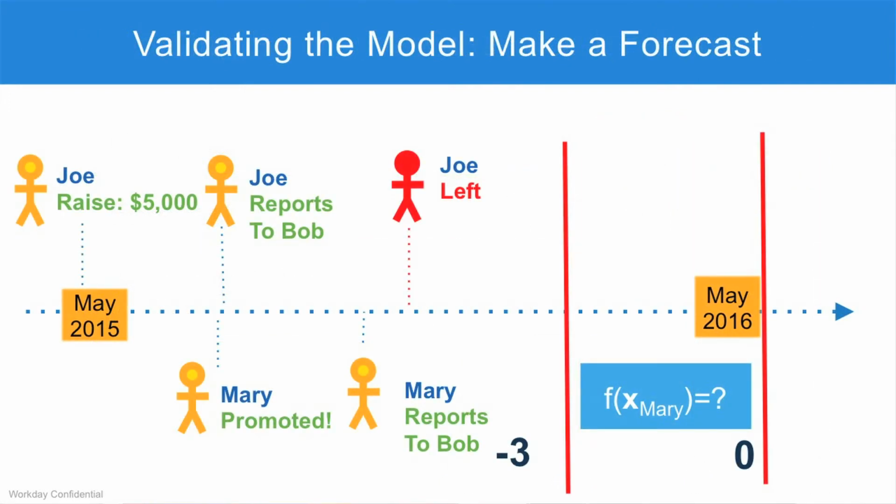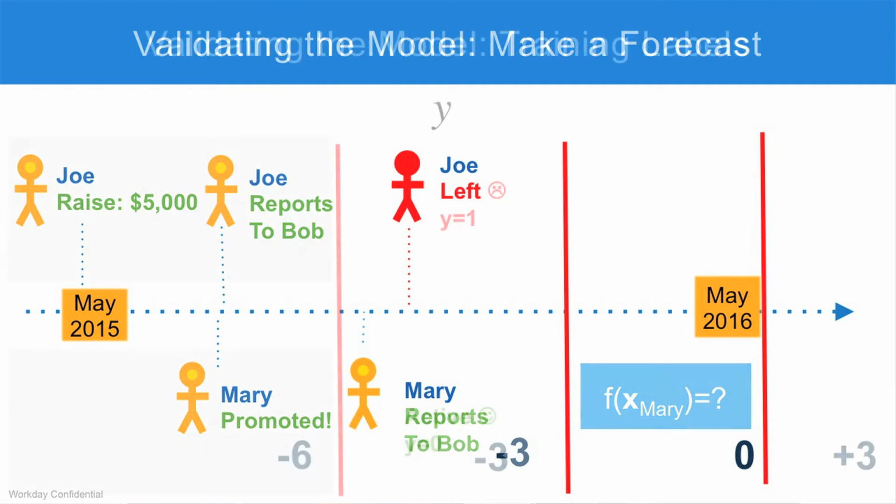Now we make a forecast. We had a model that we trained, and for all the people who are active at 3 months back, we are going to create a feature matrix based on all the transactions we have seen. We are going to plug them into the model, and we are going to get prediction Y hat. And we are going to compare that against the ground truth. And that's how we are going to compute our metrics and judge the quality of our model.